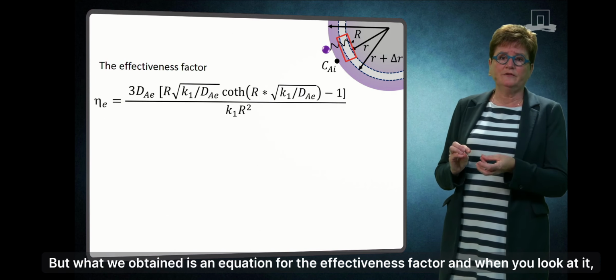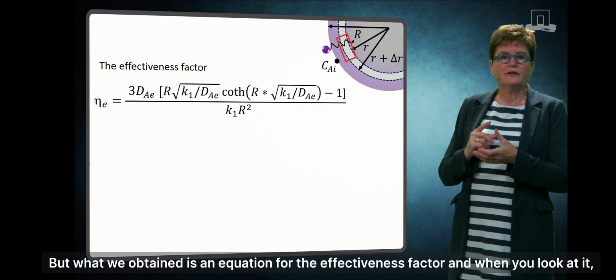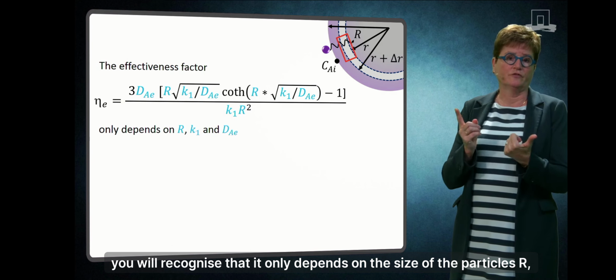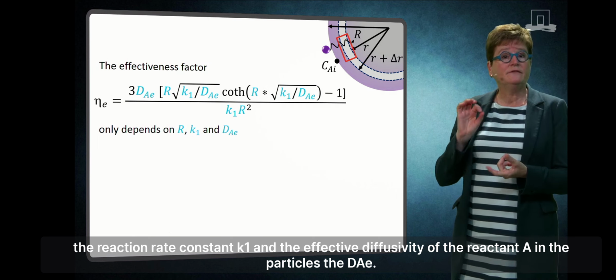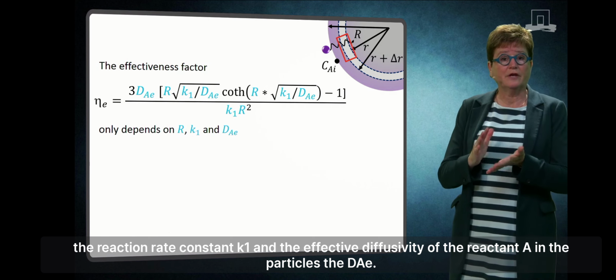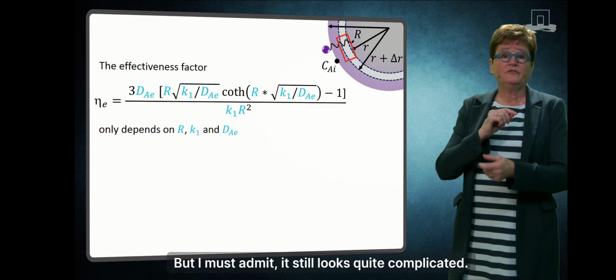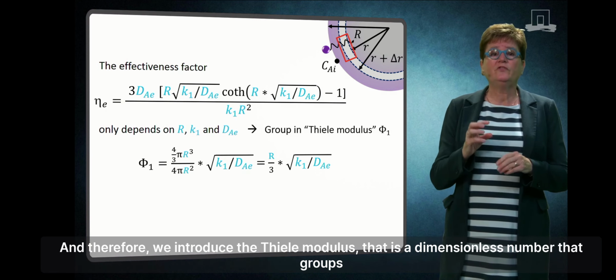But what we obtained is an equation for the effectiveness factor, and when you look at it, you will recognize that it only depends on the size of the particle, the big R, the reaction rate constant k1, and the effective diffusivity of the reactant A in the particles, D_AE. But I must admit it still looks quite complicated. And therefore we introduce the Thiele modulus.